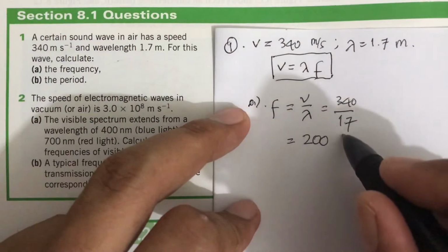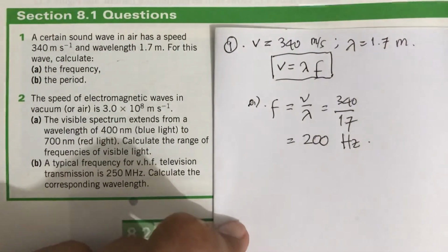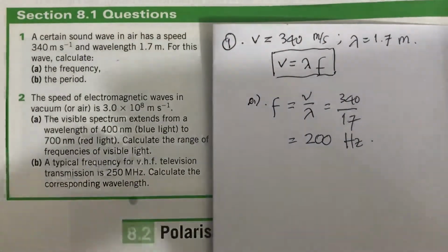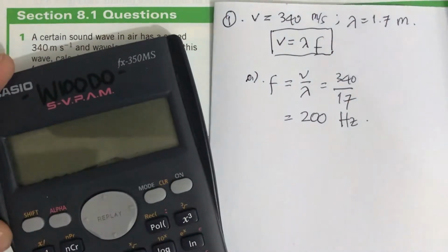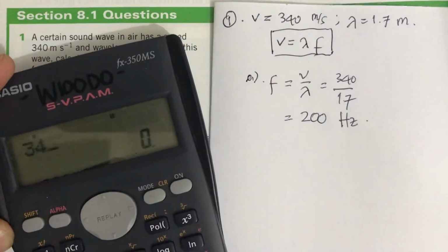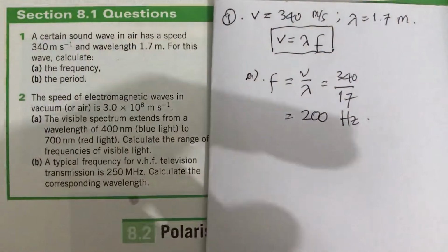We have 200, yes, 200 hertz. To make sure of this calculation, we solve it with a calculator. 340 divided by 1.7, yes, correct, 200 hertz.